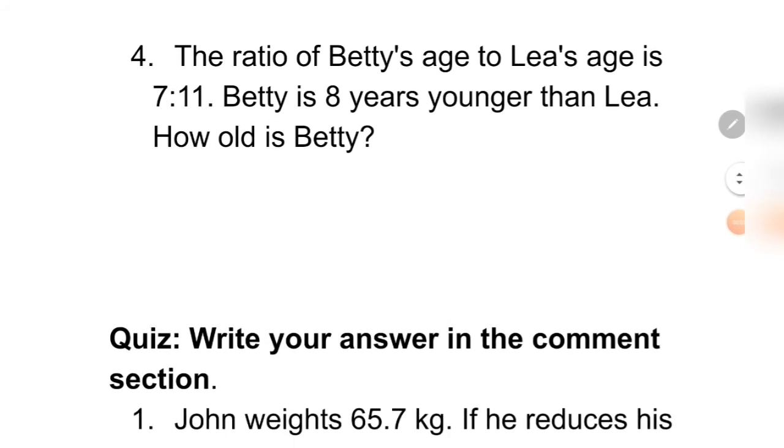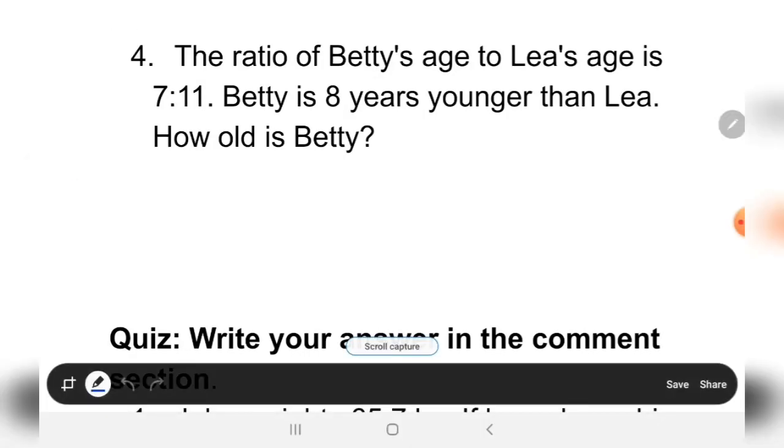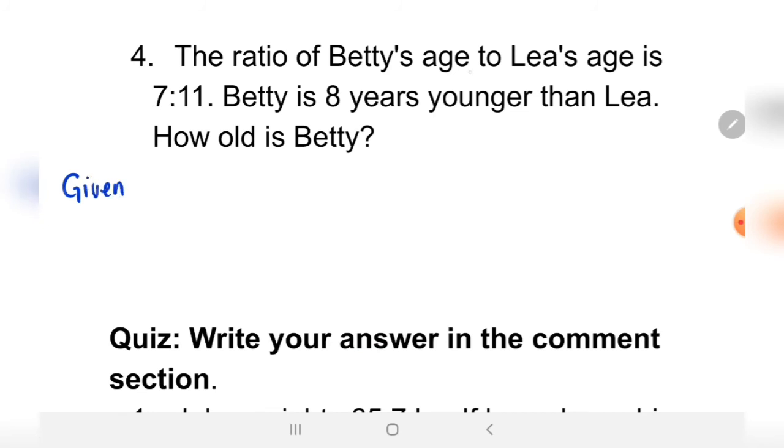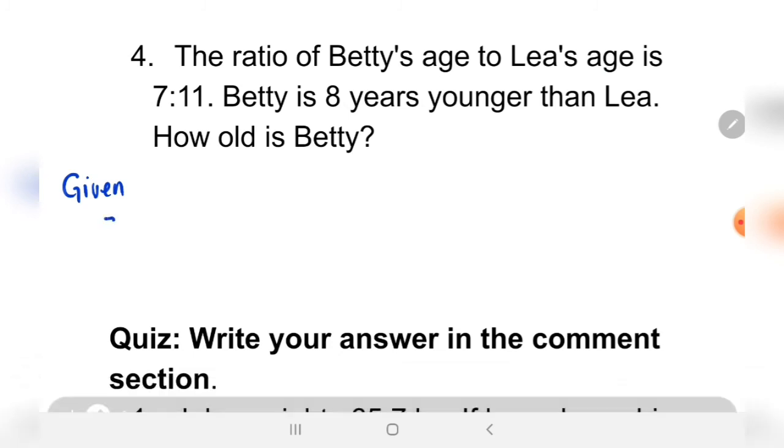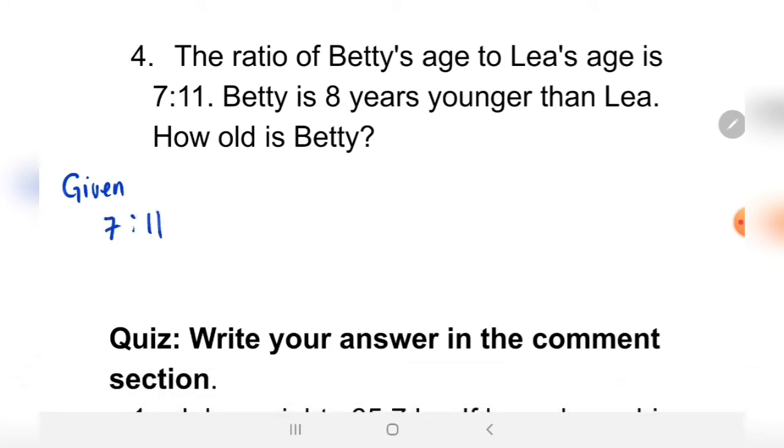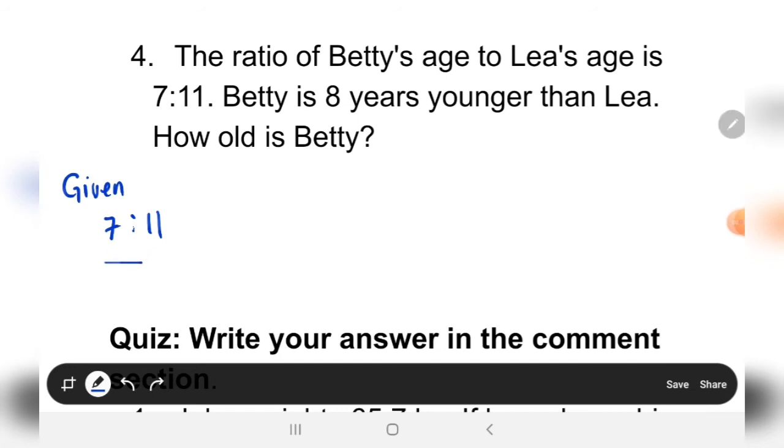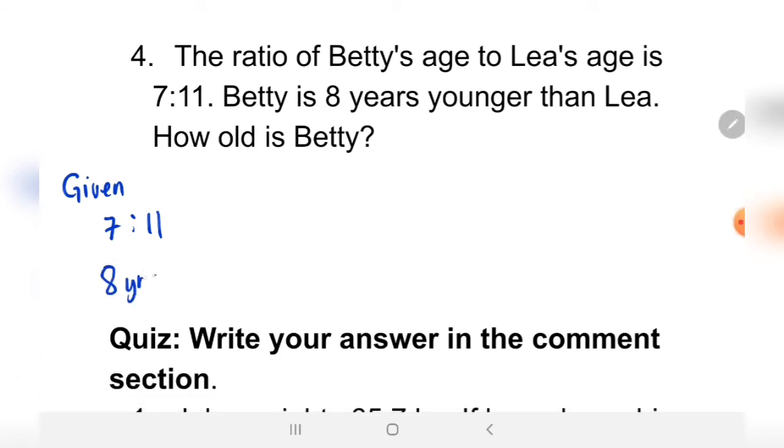Next, number 4. The ratio of Betty's age to Leia's age is 7 to 11. Betty is 8 years younger than Leia. How old is Betty? Okay, let's find out first what is the given. The ratio of Betty's age to Leia's age is 7 to 11, and Betty is 8 years younger than Leia. So this is Betty.